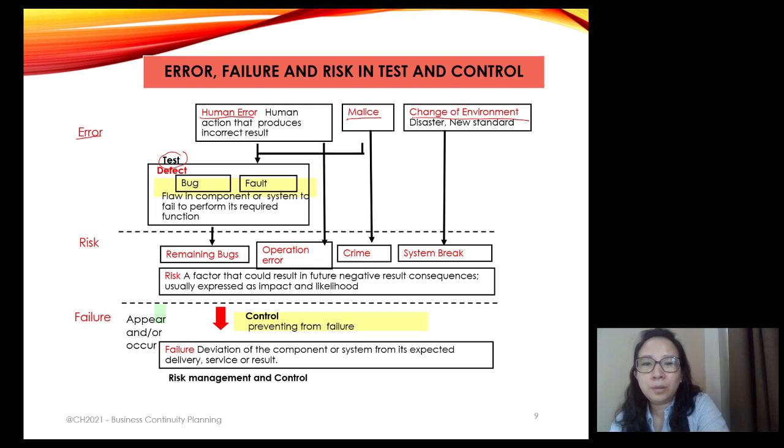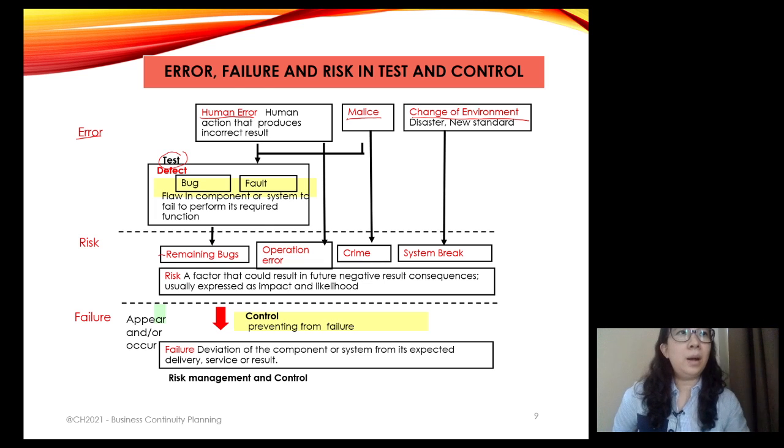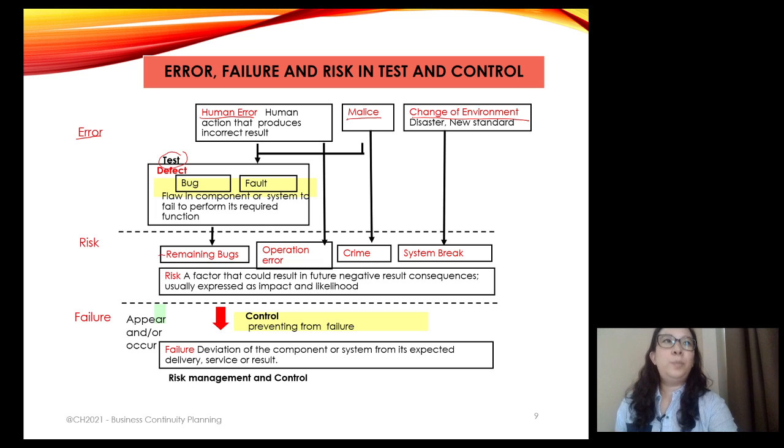So that's why it become our remaining bugs. If we make a software and then the software is still having an error or still having a bug, but then we don't do anything. It's possible because it will be too expensive, or maybe we cannot detect it from the beginning, so that's why it's possible the bug is still remaining and it will become the risk.